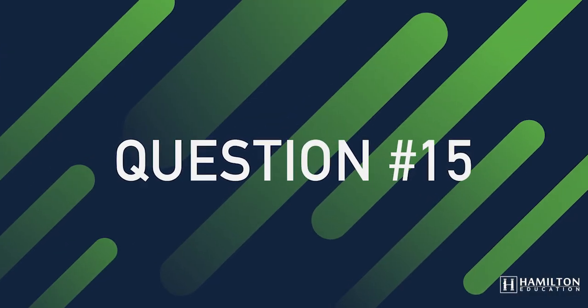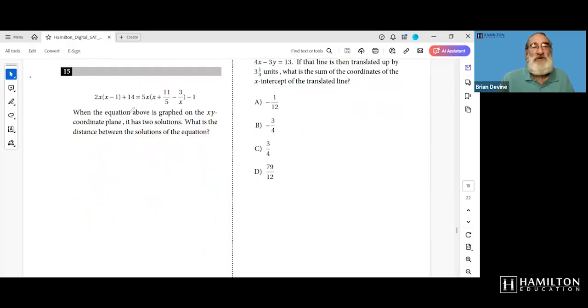Question 15. In question 15, when the equation above is graphed on the XY coordinate plane, it has 2 solutions. And I want to know what's the distance between the solutions. Well, I remember from class that the distance between any 2 solutions of a quadratic is going to be the square root of b squared minus 4ac, over a, when it's in standard form of ax squared plus bx plus c equals 0.